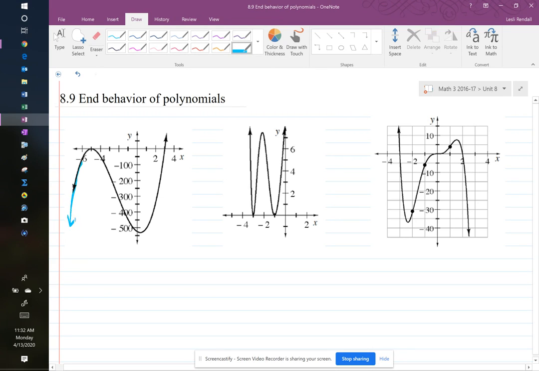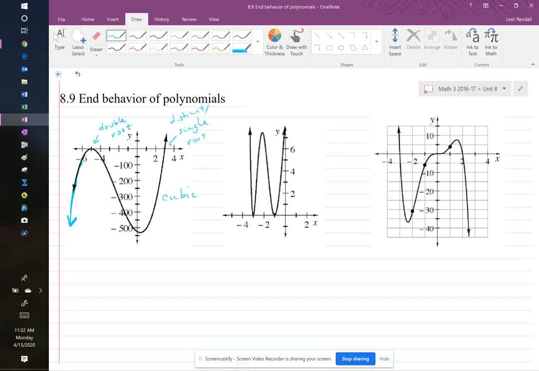So when we look at this graph, the first one, we know that its minimum degree is a cubic. We have a double root here, and we have a single root here. We've also used the word distinct. So minimally, this is a cubic graph. And remember, cubic graphs start and end in opposite places.